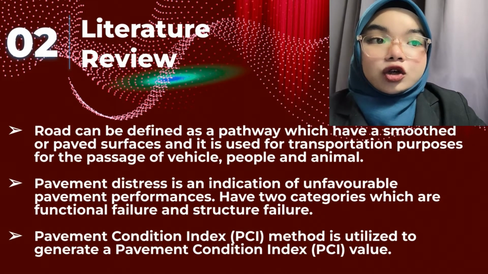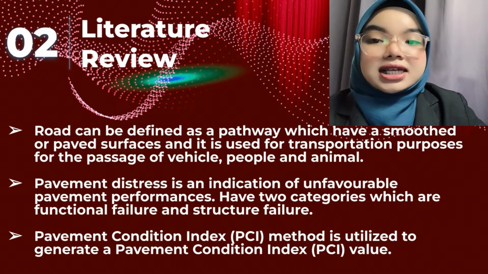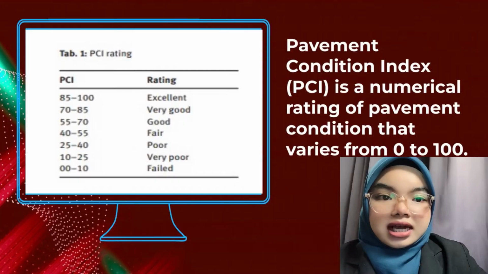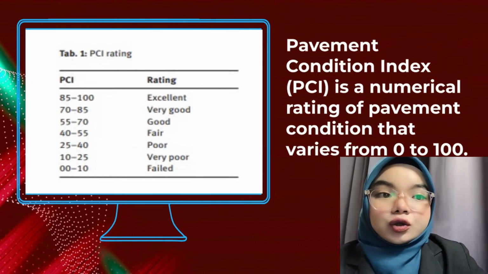And next is the pavement condition index (PCI). The preservation and rehabilitation strategies in a pavement management system are selected by using a sole basis, which is the pavement condition index (PCI), developed by the Construction Engineering Research Laboratory of the U.S. Army Corps of Engineers. It is a very simple and effective communication tool. This figure shows the PCI rating. This method is a numerical rating of pavement conditions that varies from 0 to 100, with 0 being the worst possible condition and 100 being the best possible condition.